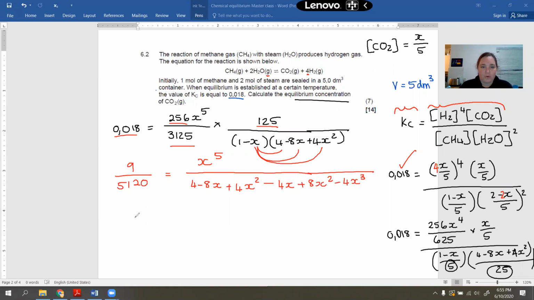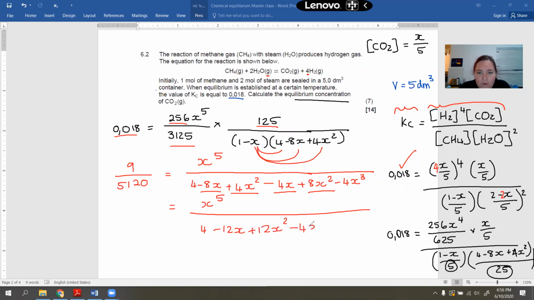Whew. I don't know if this becomes easier. Okay, let's try and see if they're like terms. This is the point at which you're saying, I'm getting tested on, is this physics or maths? And the answer is it's actually maths. Okay, so those two will be minus 12x. Then we'll have plus 12x squared minus 4x to the 3 is 9 over 5120.